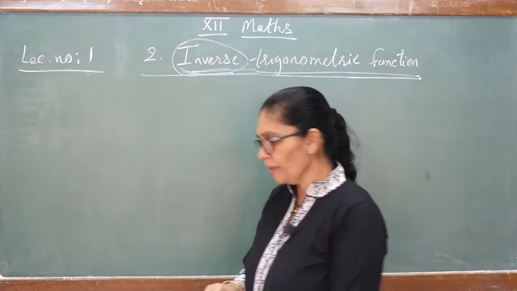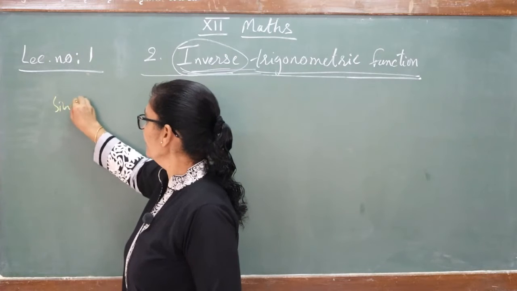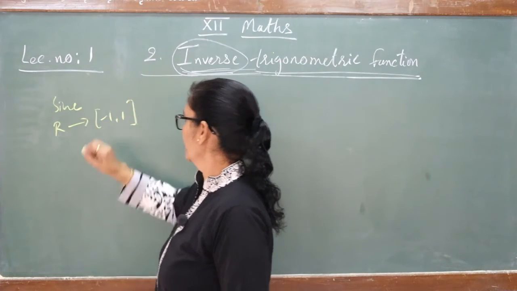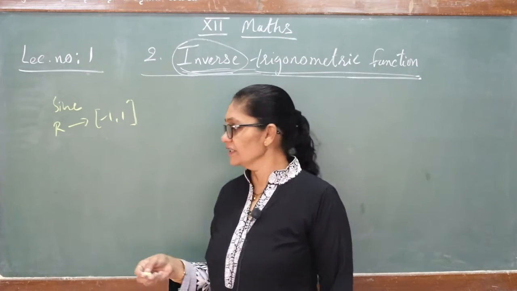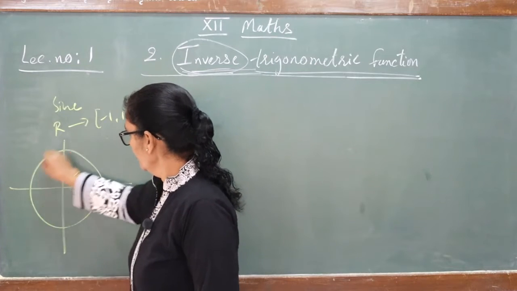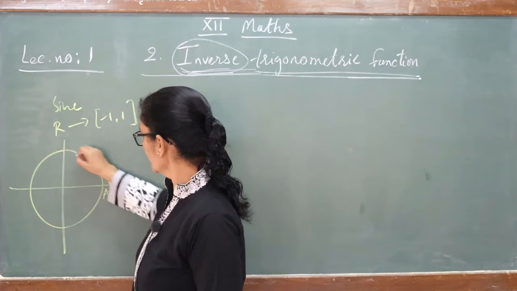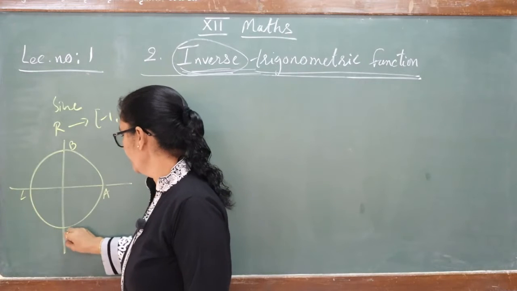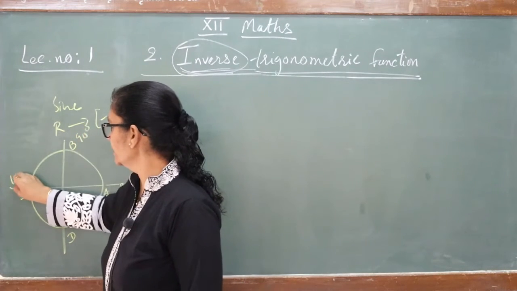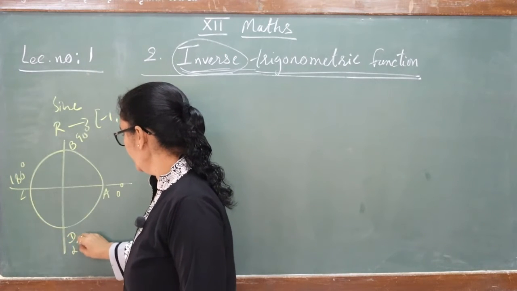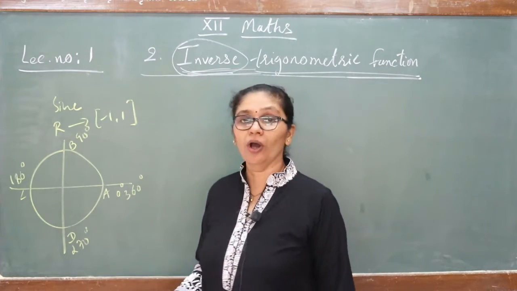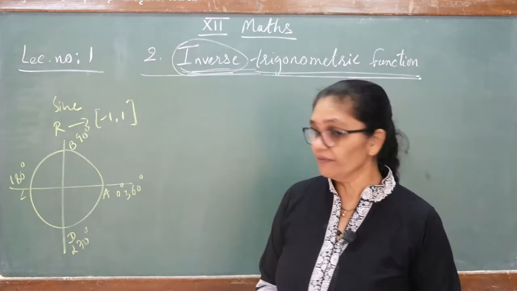What did you learn about the sine function? That the sine function is always defined from R to minus 1 comma 1. You learned these things in your 11th standard. We already discussed the unit circle with points A, B, C and D. So this is your 0 degree, 90 degree, 180 degree, 270 degree. And when the circle is completed, you can say 0 degree also or 360 also. This way we already learned it.